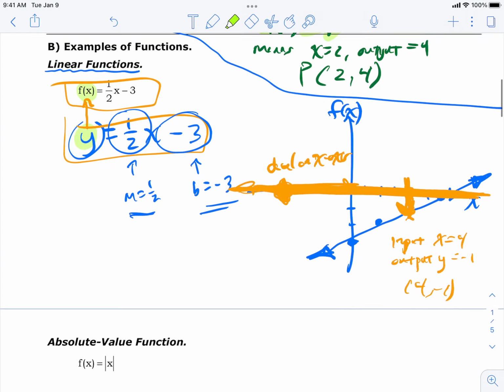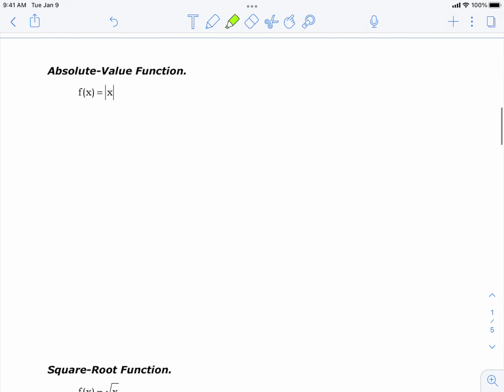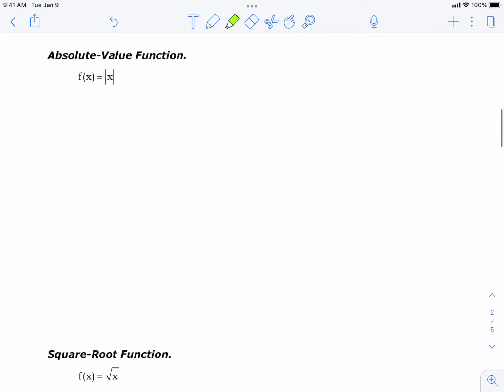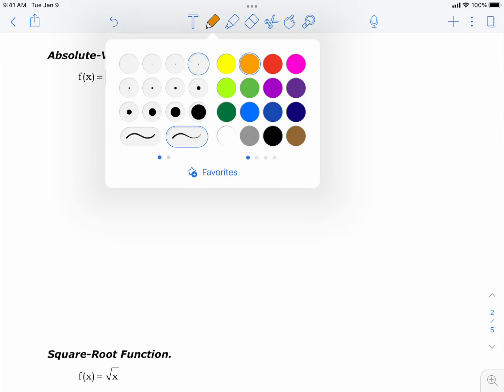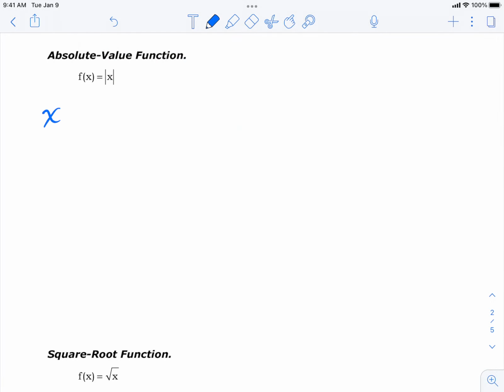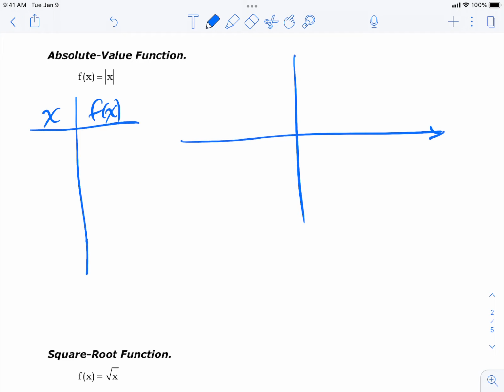Okay, that's that one. 4 more to go. Let's look at the absolute value function. So again, in the old days, we would have made a graph of x versus y. But now we're not using y, we're using f of x. Okay, you get used to it. It was weird for me at first too, but you get used to it. The point is, what does the graph look like? That's what I really want to get across here.